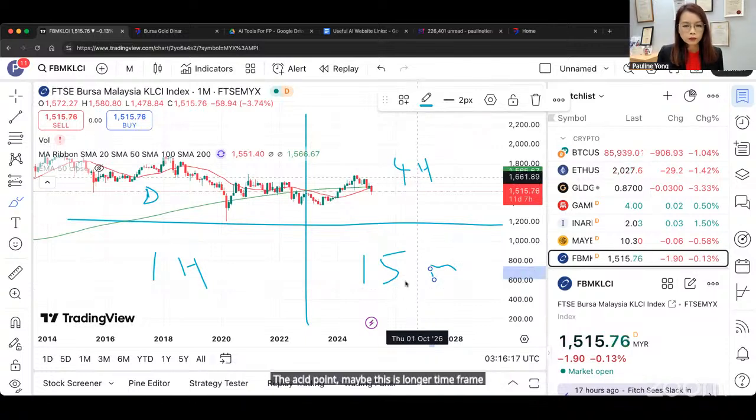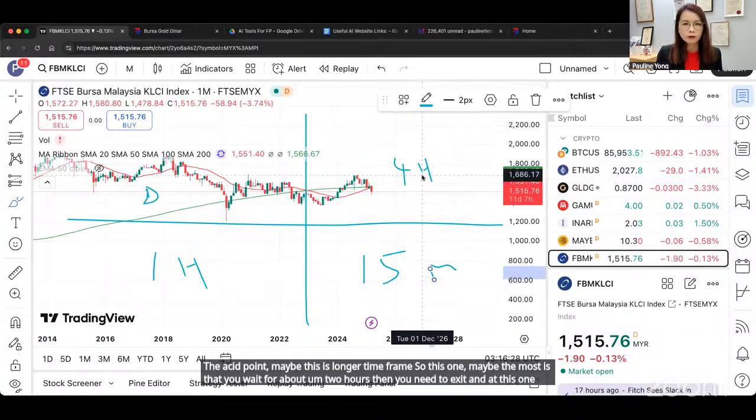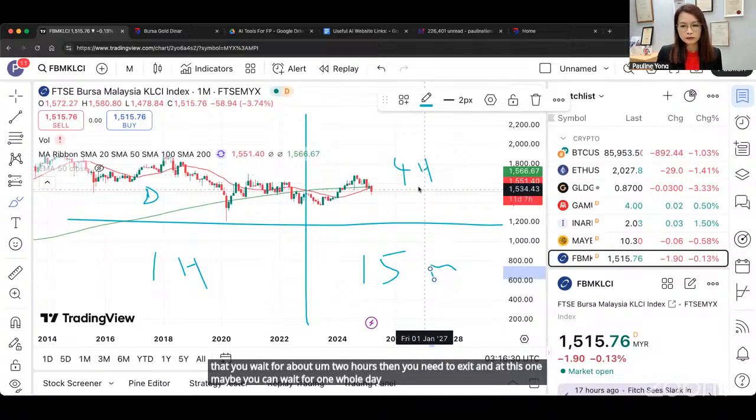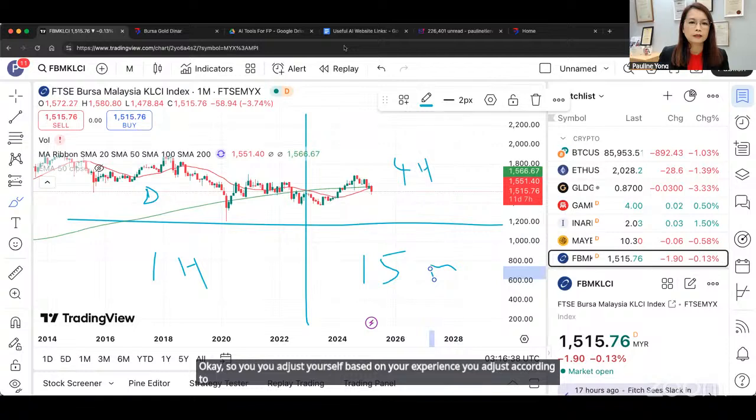So for this one, the most you wait is about 2 hours, then you need to exit. And for this one, maybe you can wait for 1 whole day, then you exit. So you adjust yourself based on your experience. You adjust according to your experience.